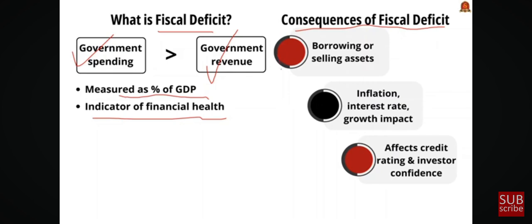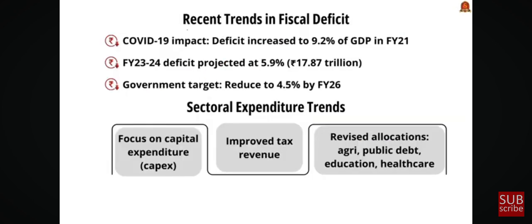Firstly, it affects borrowing and selling of assets. It also leads to inflation and interest rate fluctuation, and more importantly, affects the growth prospects of a nation. And finally, it also affects the credit rating and investor confidence in the nation. Moving forward, let us see the recent trends in the fiscal deficit of India.